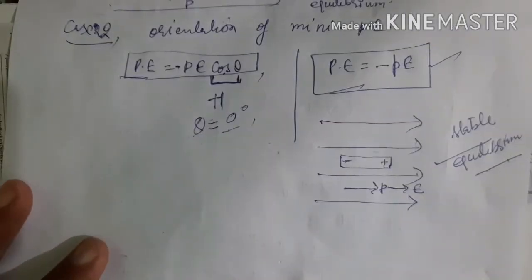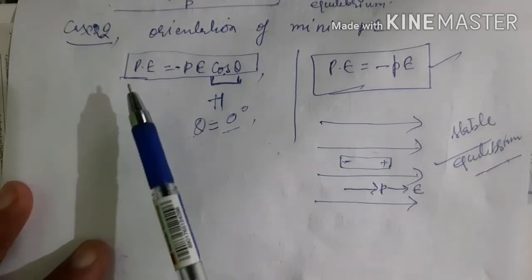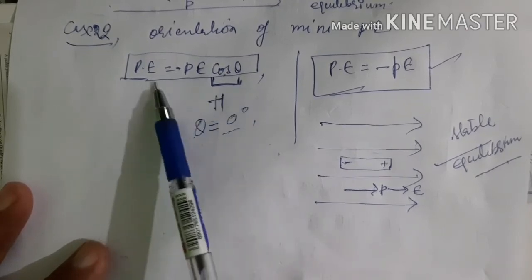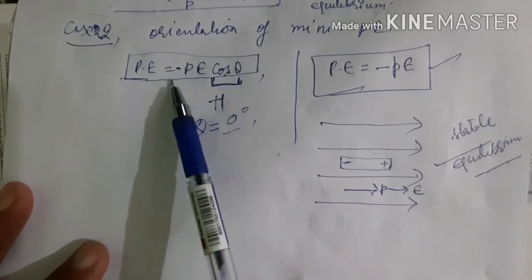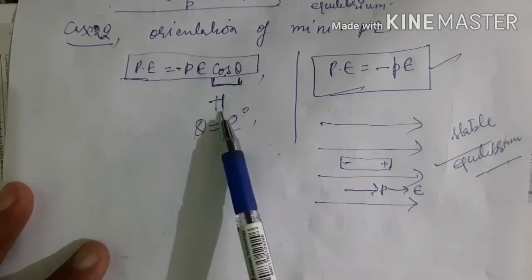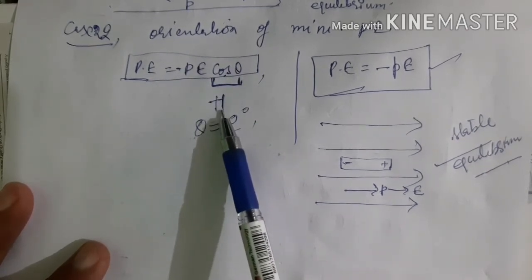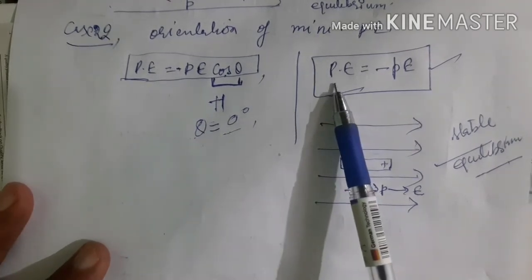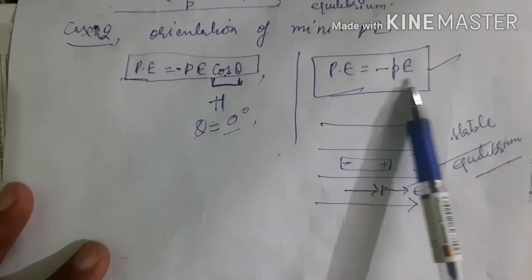Now in case 2, the orientation of a dipole for minimum potential energy. We know the potential energy is minus PE cos theta. So this term is minimum when it is negative. So when this term is negative, cos theta is positive. Cos is positive when theta is 0 degrees. So the minimum potential energy becomes minus PE.